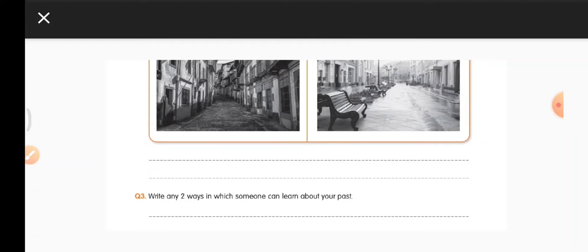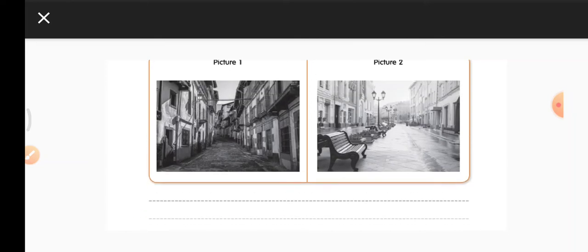Now question 3, write any 2 ways in which someone can learn about your past. People can learn about our past by looking at the photos, the houses, and the things that we used. So do read the lesson from the content book and do the activities. Also, the table which I'm sending you, copy that in your social classwork.